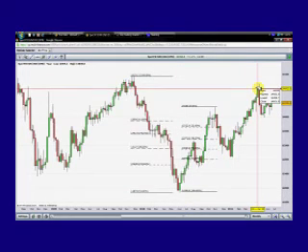According to my calculation, the 88.6% Fibonacci retracement is exactly at 1.4744. I'm going to draw a line here, 1.4744.